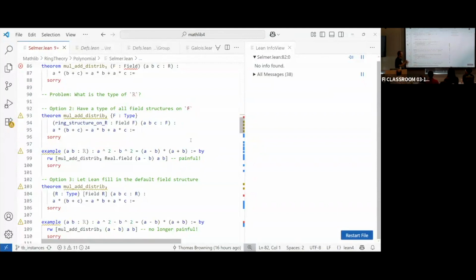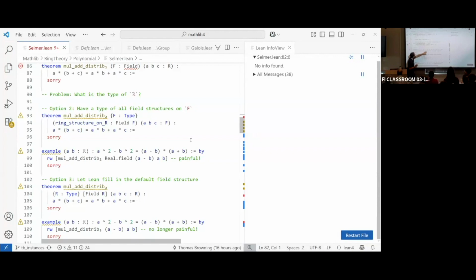That would be silly. And then you say, I'm using the ordinary field structure on the real numbers. Then you write the next line, and they jump up again and say, hold up, for this line, what field structure are you using? That would be silly. And that's what Lean would do. Every time you apply a lemma, Lean would say, hold up, I know you used the ordinary field structure on the real numbers last time, but what about this time? It'd be ridiculous. So this is painful.